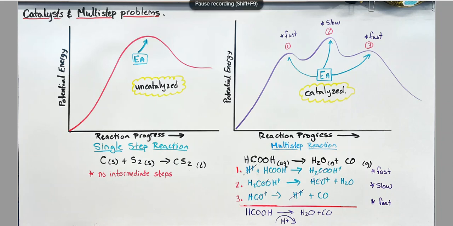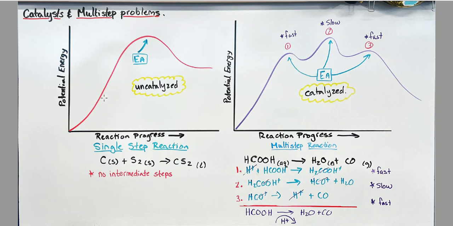Hi, everybody. Today we're going to talk about catalysts and how they work within multi-step problems. So right off the bat here, we see a potential energy reaction progress graph, and this is without a catalyst. It's a single step. There's no intermediate steps. We get one bump. In a catalyzed multi-step reaction, here we get multiple bumps.